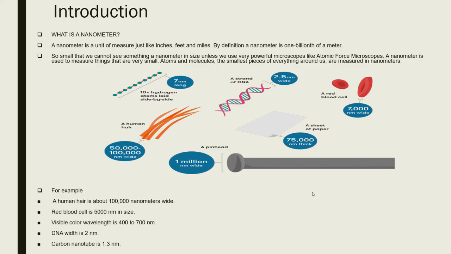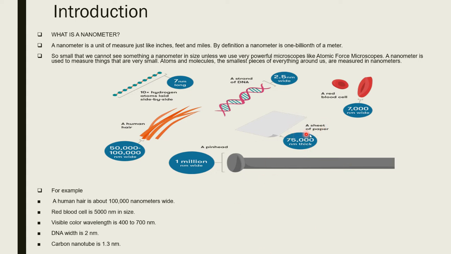For example, in this slide you can see something very small, like a hydrogen atom, which is very small, about 7 nanometer long. So we can measure it using the nanoscale. A strand of DNA, you will be surprised, is 2.5 nanometer wide, and red blood cells are 7,000 nanometer wide.